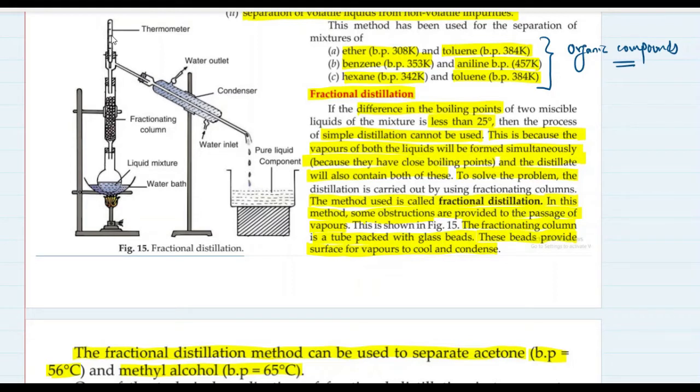Now you will see that the temperature on the thermometer will rise from 56 degrees Celsius to 57, 58, 59. Understand that when the temperature on this thermometer crosses 56 degrees Celsius, that means all the acetone present in the round bottom flask has been evaporated, has been driven out of the mixture of acetone and alcohol. It has been converted into vapors, condensed and collected as pure acetone liquid in this receiver.